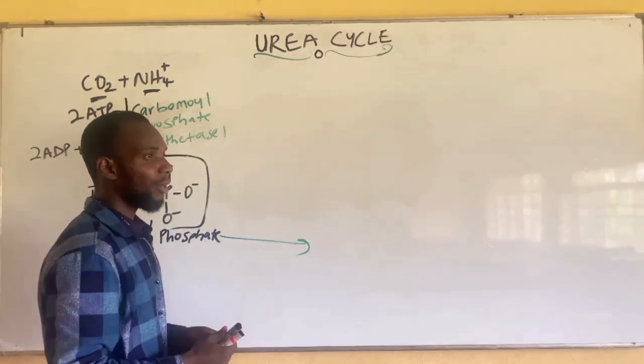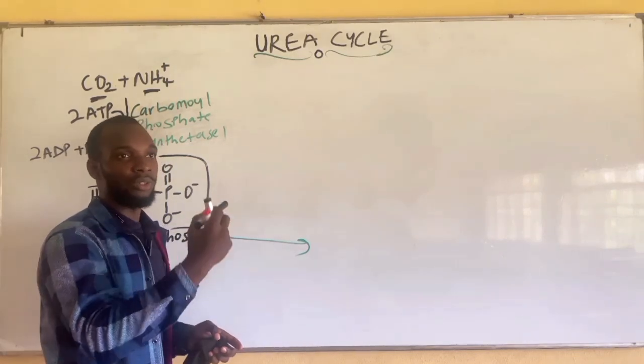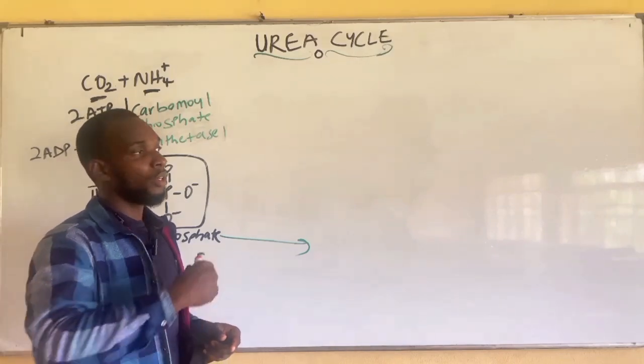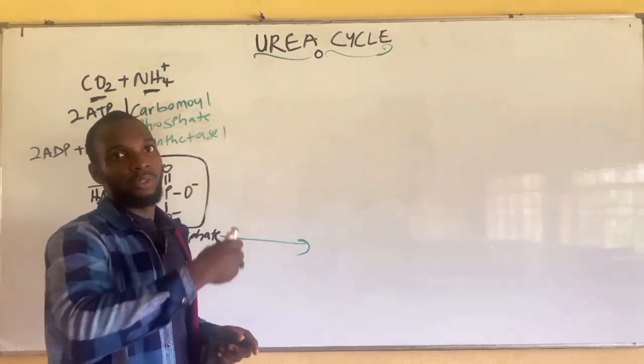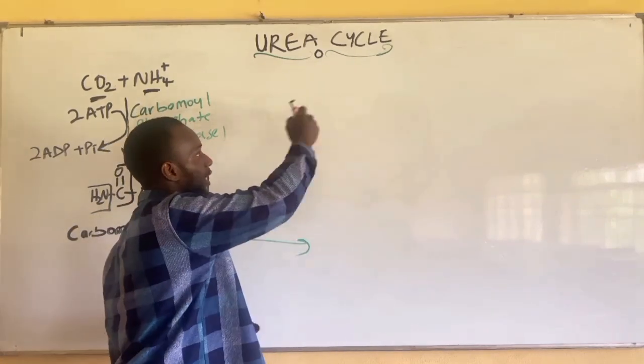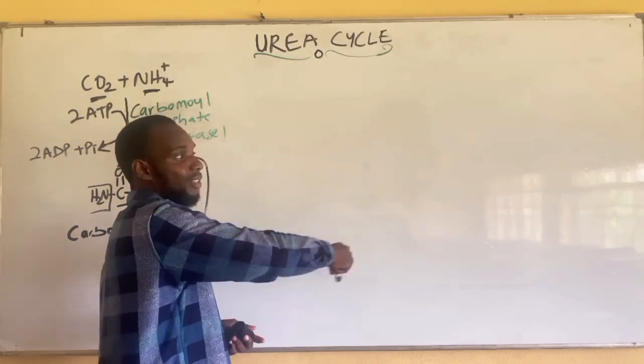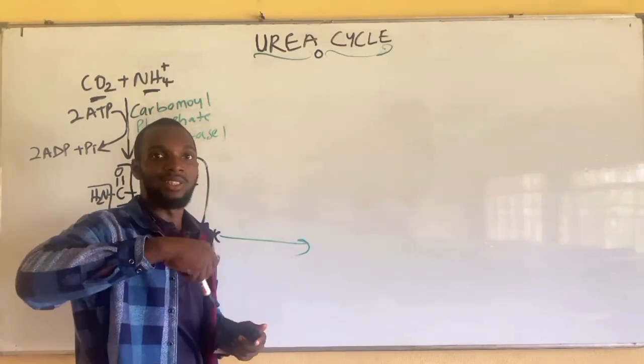Where is this molecule of ornithine coming from? Ornithine is coming from regeneration. When I say regeneration, I mean with each turn of the cycle, ornithine is regenerated. By the time we go through this cycle, we reform ornithine that will go through the cycle again, so it's constantly regenerated.